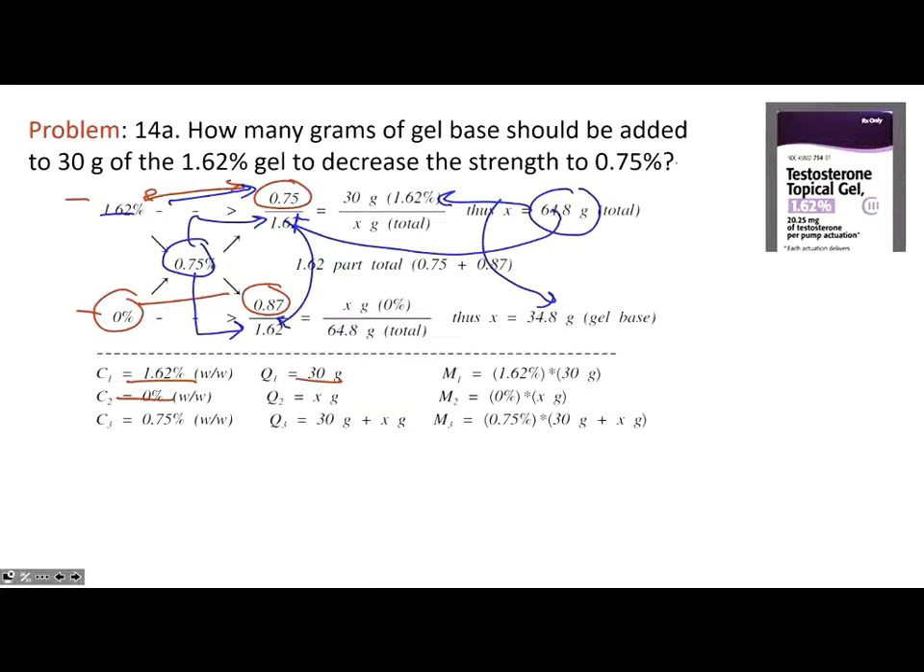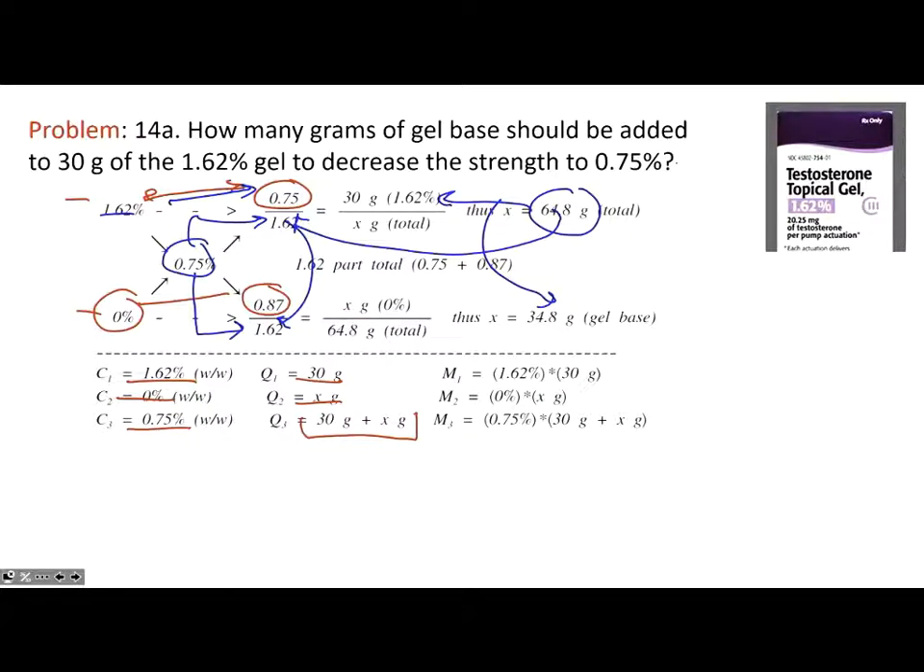And how much am I adding? Here's kind of the trick. It's X. I don't know. The question is asking how many grams of that to add. So it's X grams of 0%. What do I want in the end? Remember the third thing, when I add my two things together, I want to get a final concentration of that. And again, this is still the trickiest part. My final quantity, I don't know, but I can predict because it's just what I start with, which is the 30 grams plus the X grams of the gel base.